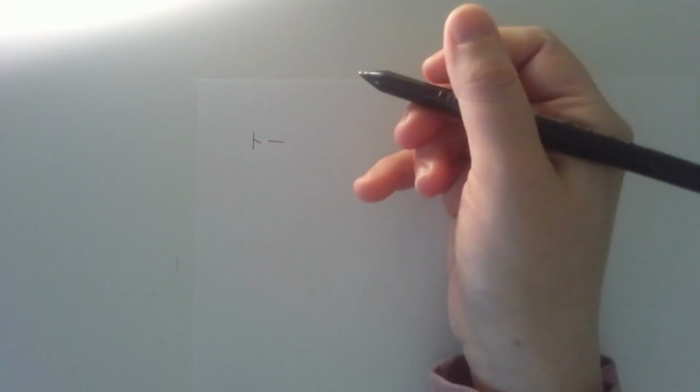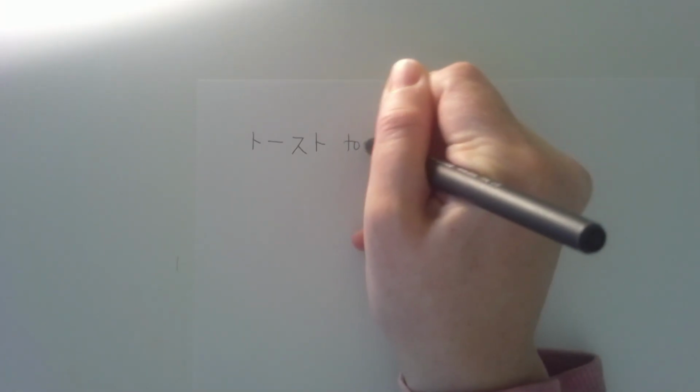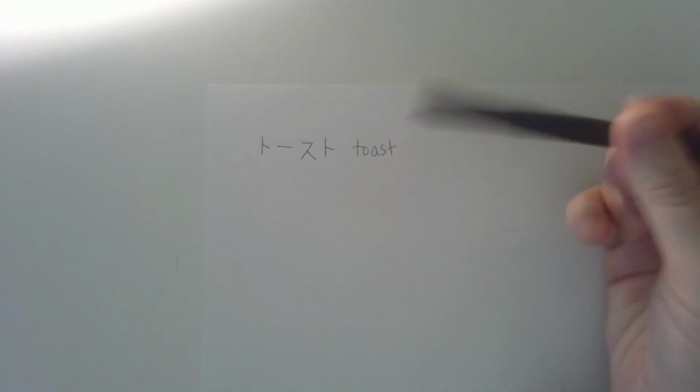First things first, I did make one mistake in my last lesson, and that was the word toast. I wrote it as tosto, but toast is actually to with the dakuten sign, and then suto. Last time I wrote it without this, and that was incorrect, so that was my bad.